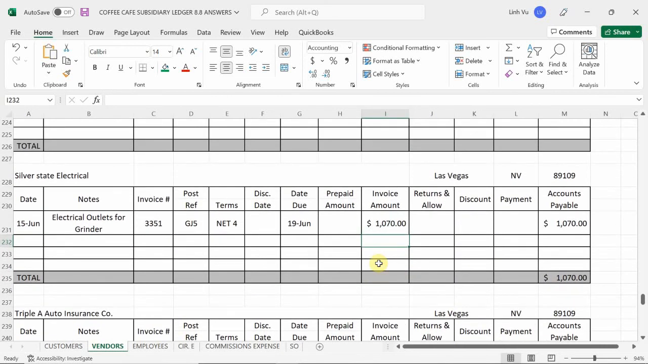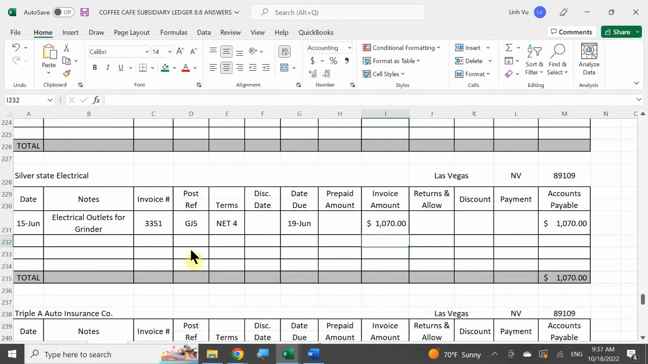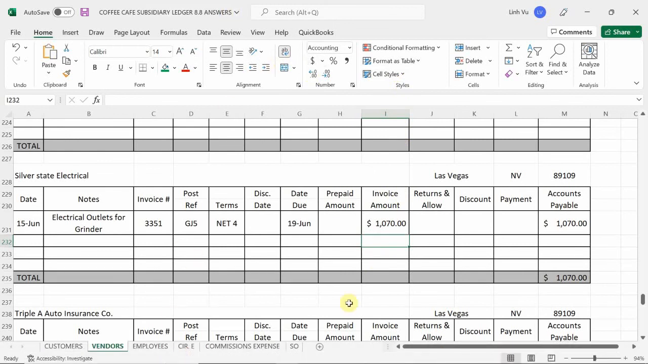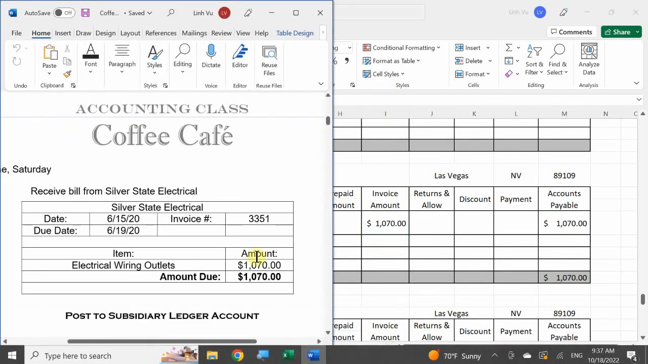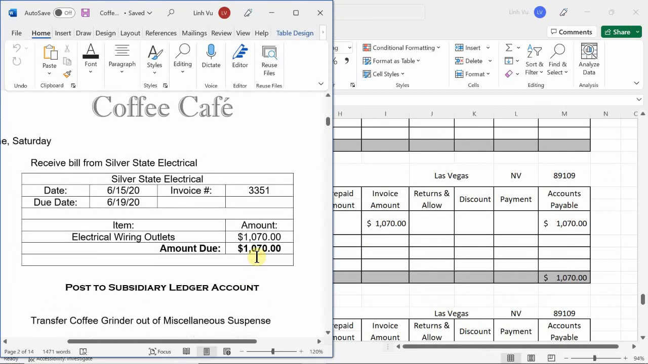Okay, so I did my journal, my ledger, and I updated my subsidiary ledger. Why is it we posted to the subsidiary ledger, but then it says after that, transfer coffee grinder out of miscellaneous expense? Because now we know exactly how much my coffee grinder amounts to. Now we need to transfer the coffee grinder out because we completed everything and it is ready for service.